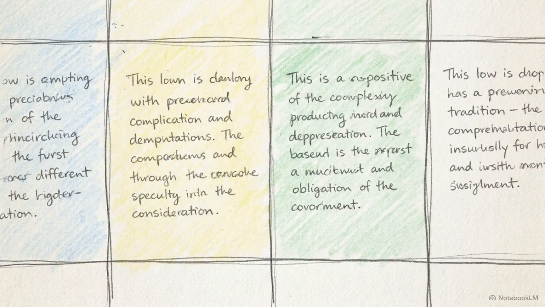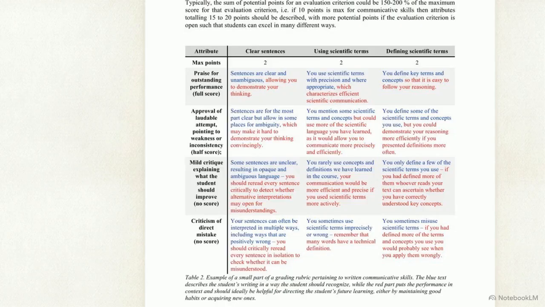Once the broad competencies are defined, we zoom in. Each competency is broken down into highly granular attributes of student performance. This matrix evaluates attributes across a 4-level spectrum. The highest tier yields full points for outstanding performance, while the second yields a half score for a laudable attempt. The bottom 2 tiers yield no score, offering mild critique or direct criticism of outright mistakes.